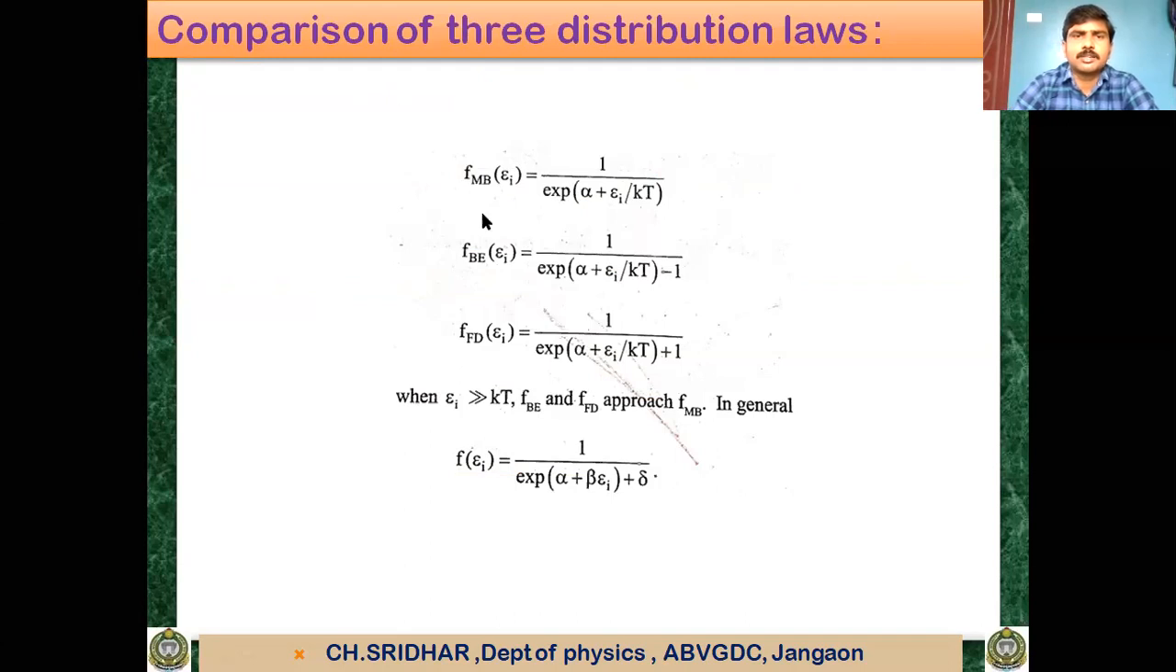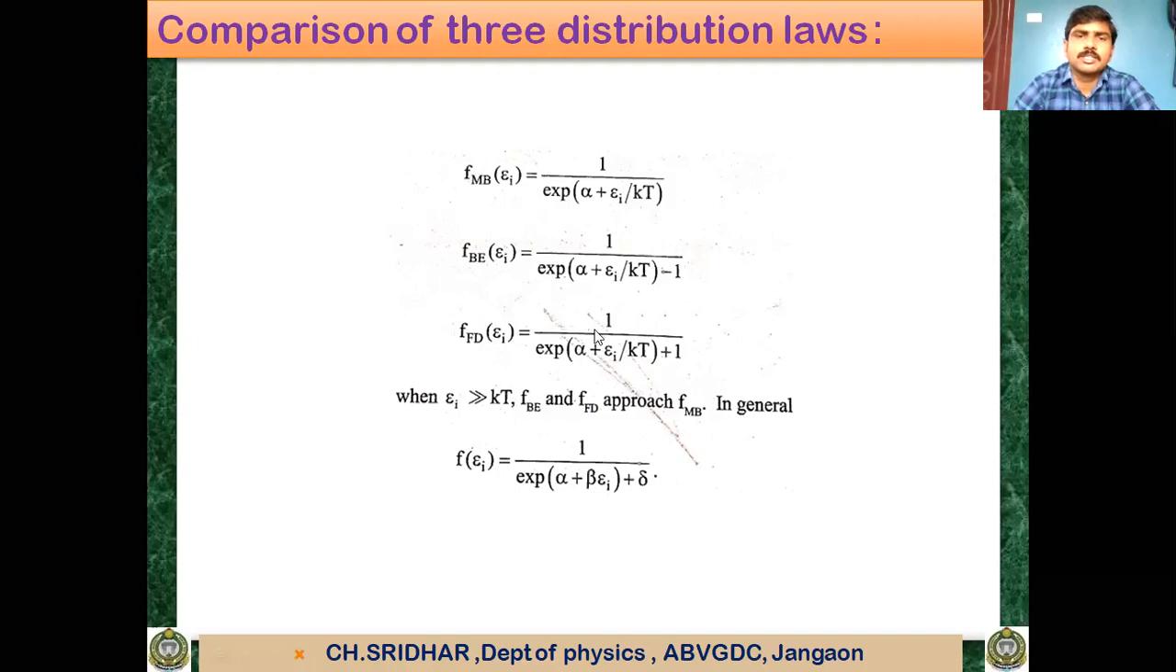So this is the distribution function for Maxwell-Boltzmann, this is the distribution function for Bose-Einstein, and this is the distribution function for Fermi-Dirac. In the Maxwell-Boltzmann distribution function, we have e to the power alpha plus epsilon i by kT, and in the Bose-Einstein case we have -1, and in the Fermi-Dirac case it is +1.